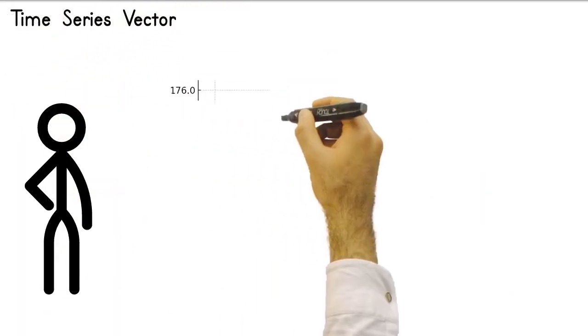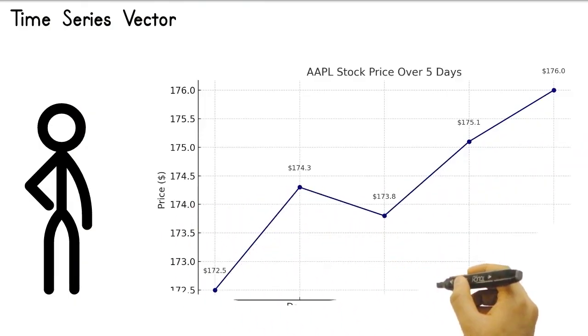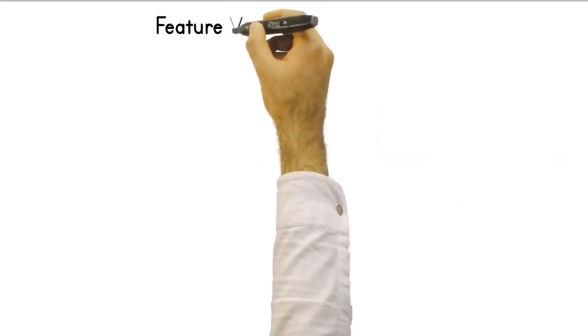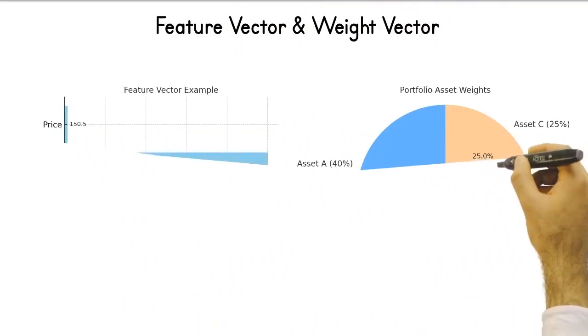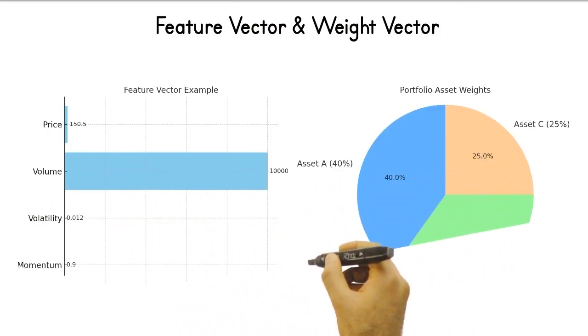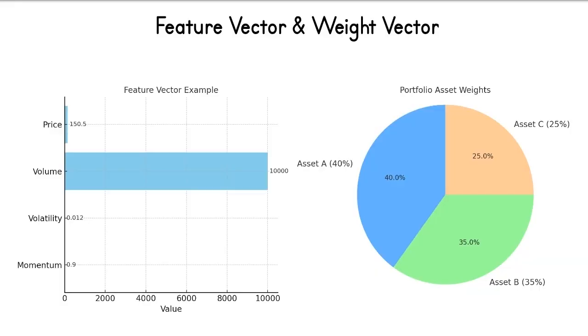First up, a time series vector. It stores the price of a stock across time. Super useful for trend analysis. Feature vectors describe a trade, and weight vectors show how much money goes into each stock. On the left, the image illustrates a feature vector with values such as price equals 150.5 and volume equals 10,000. On the right, it displays a portfolio pie chart representing asset allocations of 40%, 35%, and 25% across 3 investments.